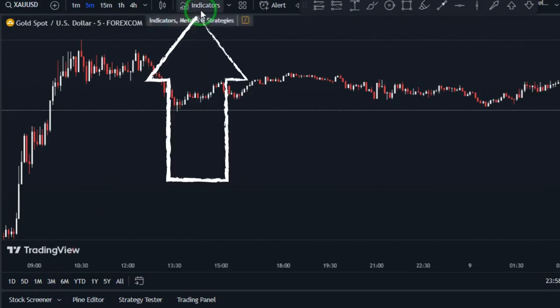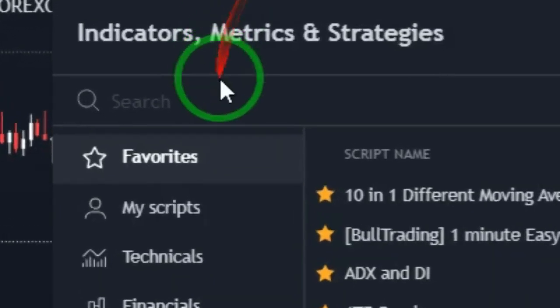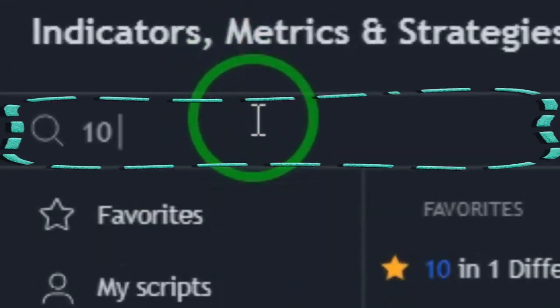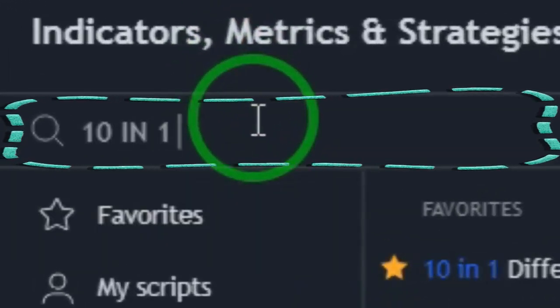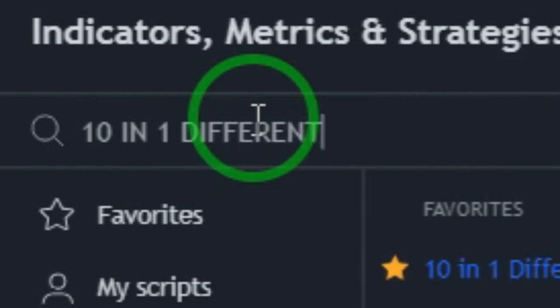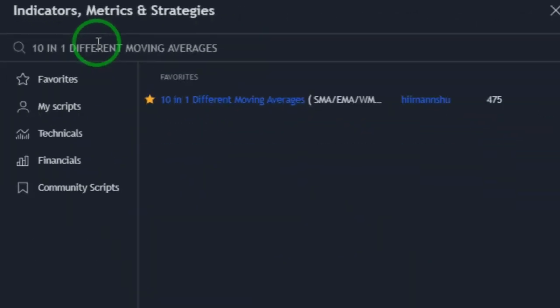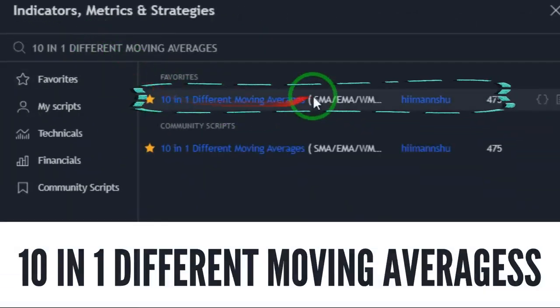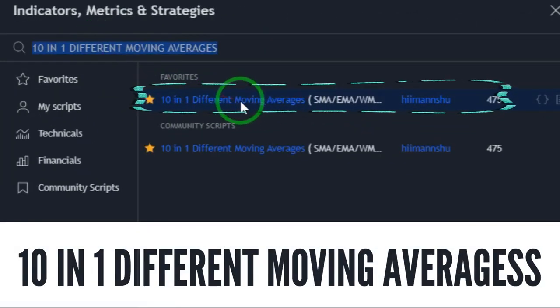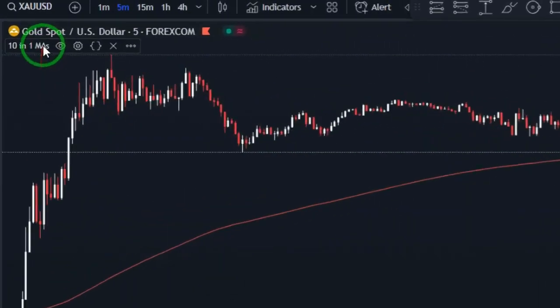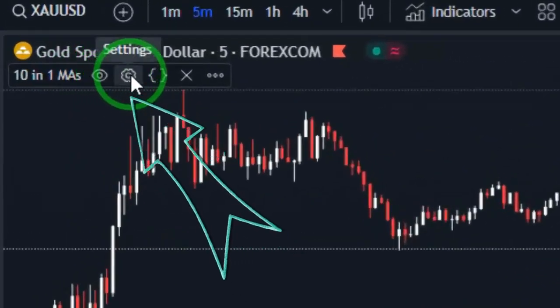The first thing we gotta do is to add 10 and 1 different moving averages indicator to the chart. This will make it easier to spot price momentums. So once we've added the indicator, we need to customize its settings.